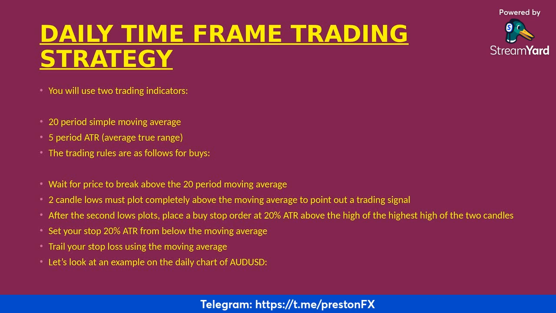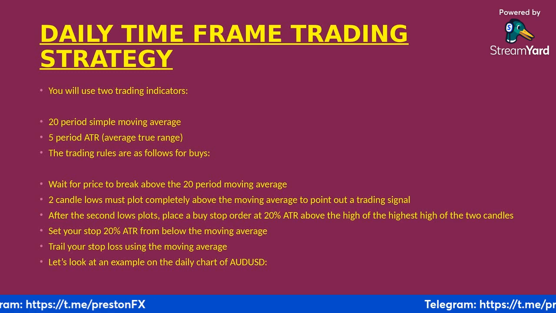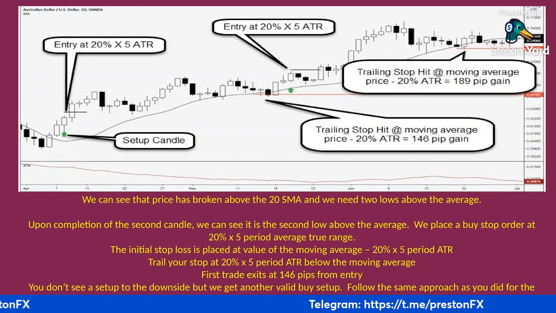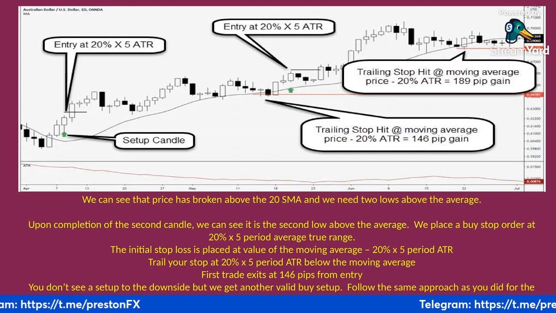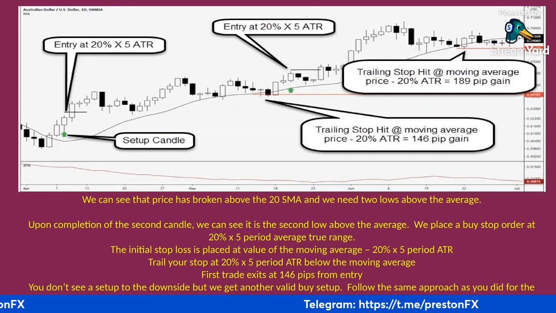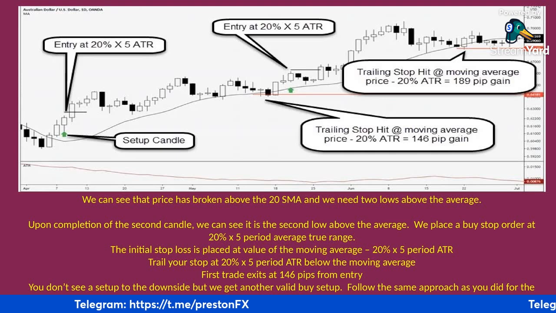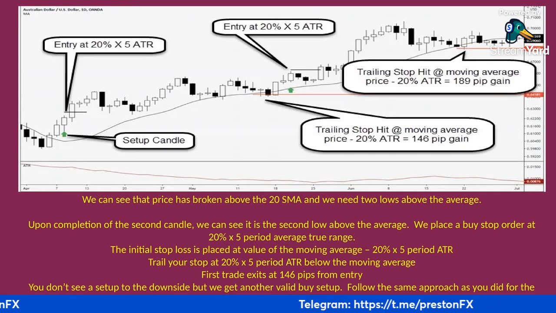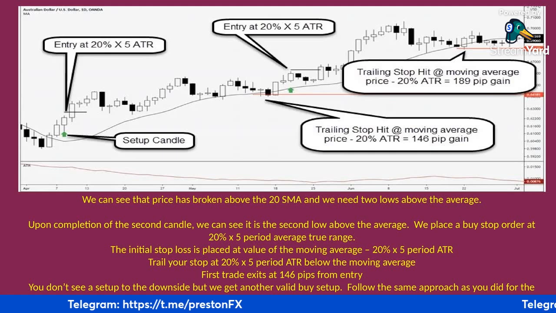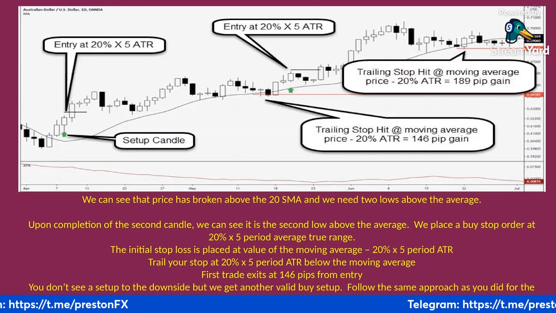And look at this AUD. As you can see right here, entry at the 20 period times 5 ATR. You see the setup candle, the green candle. All right, the price broke above the SMA. You got your two candle lows above that, basically look up top. You got your 20 period times 5 ATR, and then you trail your stops. You got out about a 189 pip gain from there.